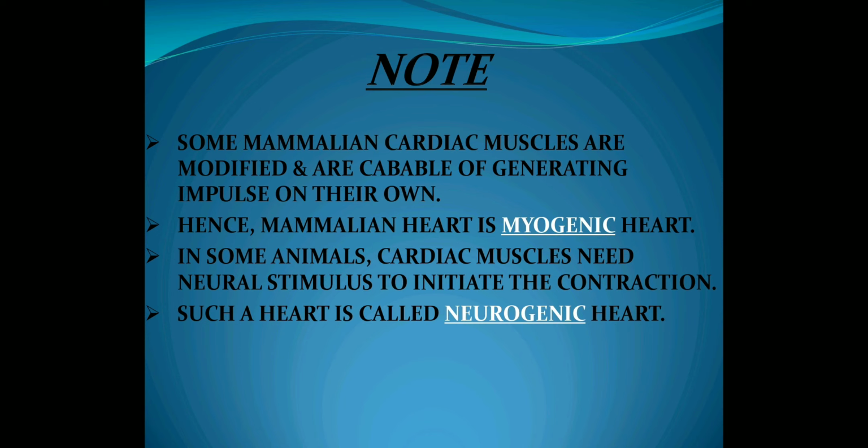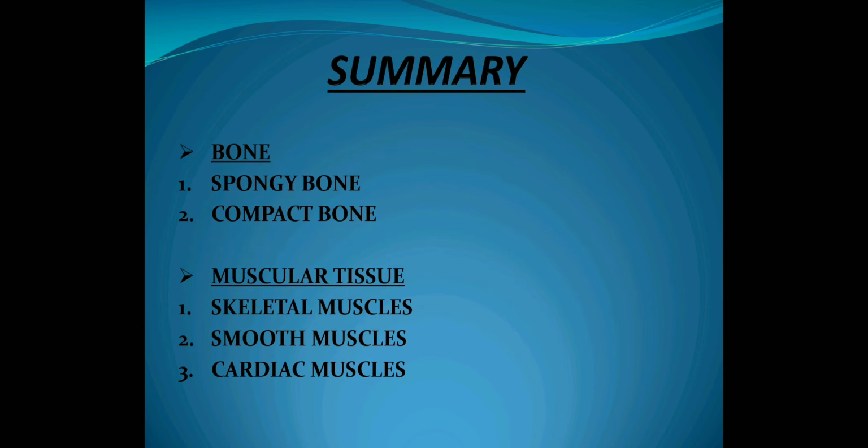So let's see the summary of what we studied today. Today we studied the details of a bone. In that we studied two types of bones, spongy and compact bone. Then we started with muscular tissue. In that we studied the types of muscular tissue: skeletal muscles, then smooth muscles and cardiac muscles.